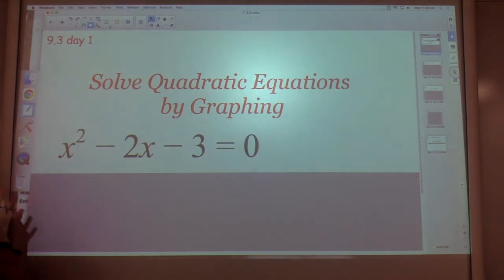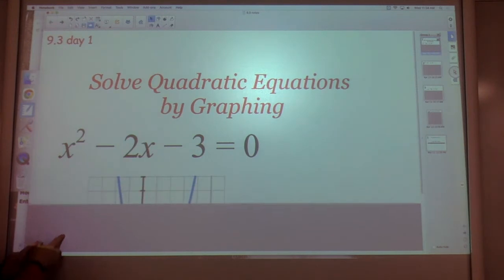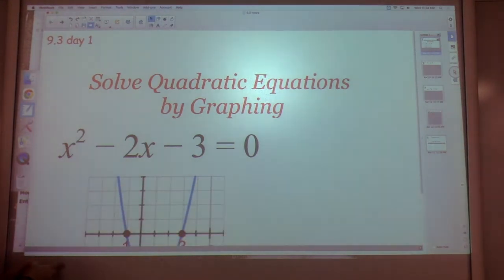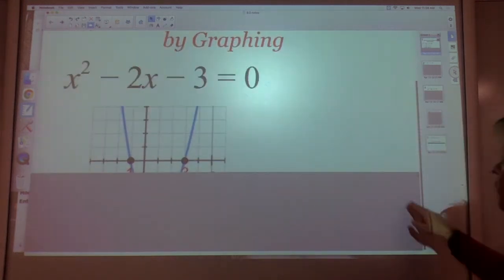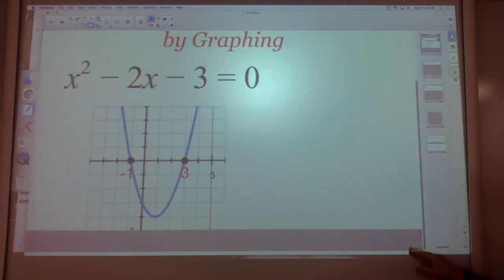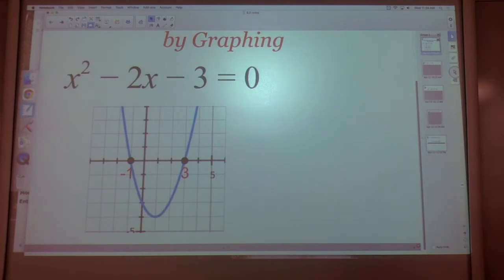So there's 5 different ways to solve quadratic equations. We're only going to take one day today. And the way that we're going to do it and the day that we're going to do it is by graphing. So this is going to be put on a graph for you sometimes. Other times we'll graph it ourselves. There's what the graph looks like.